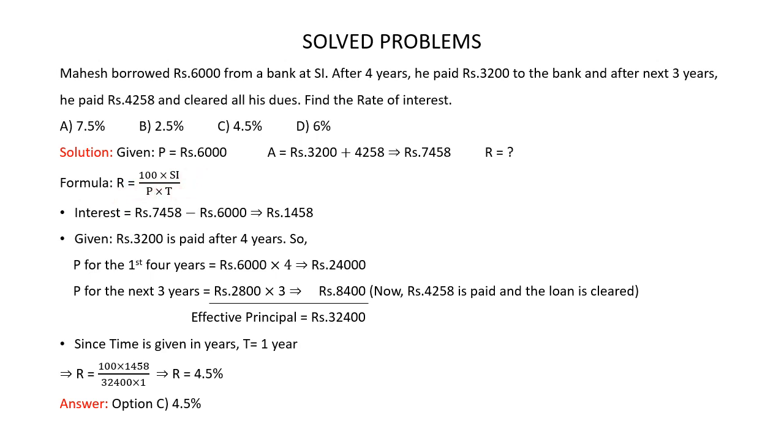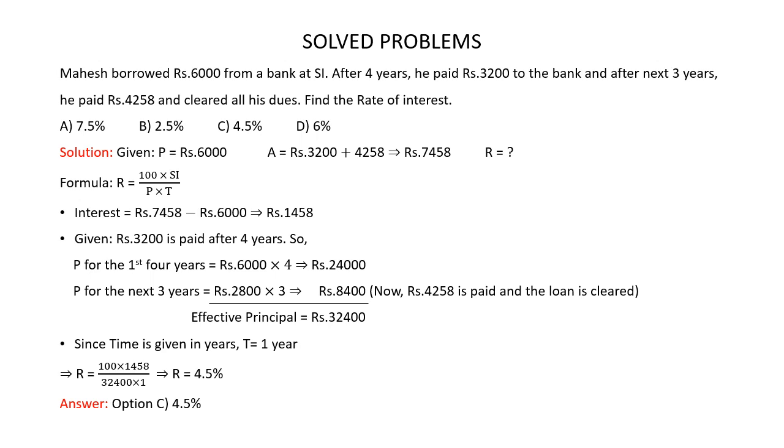Now let's look at SI. Now it's given that the amount is 7,458, principal is 6,000. So interest is 7,458 minus 6,000, which is rupees 1,458. Let's look at the principal now.